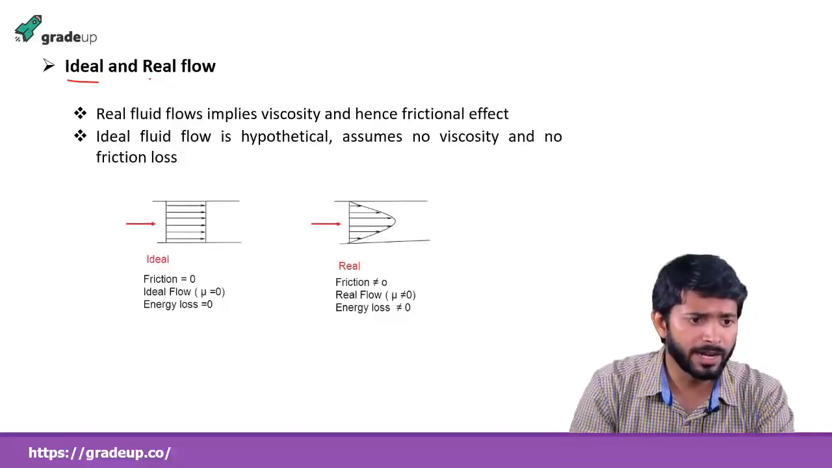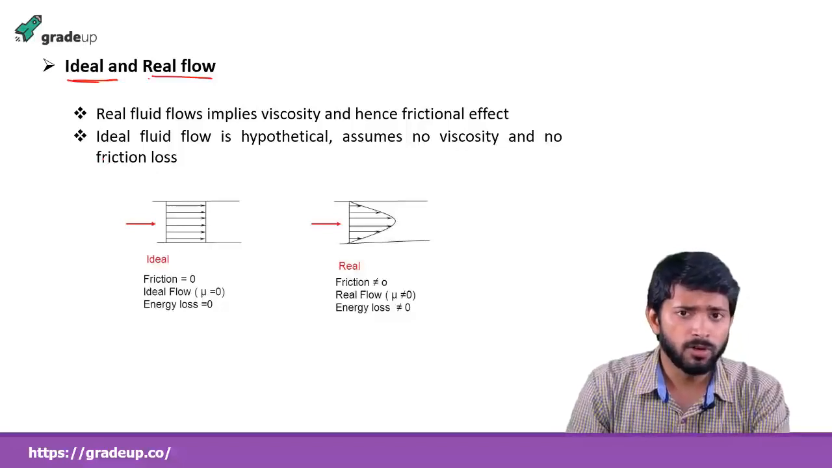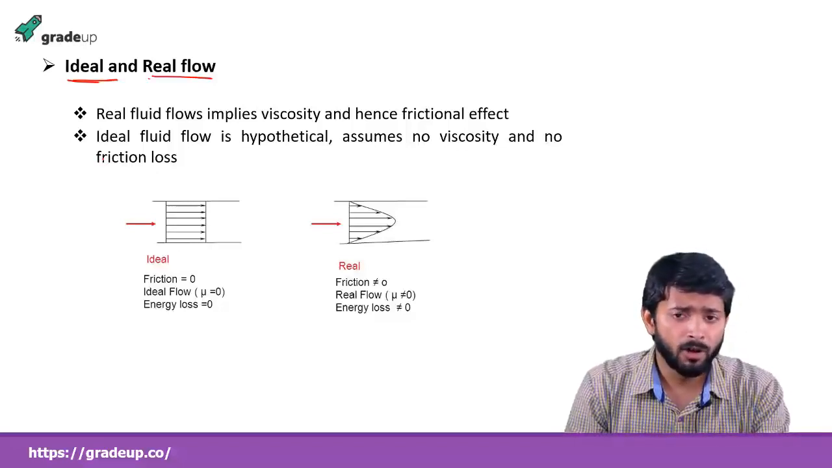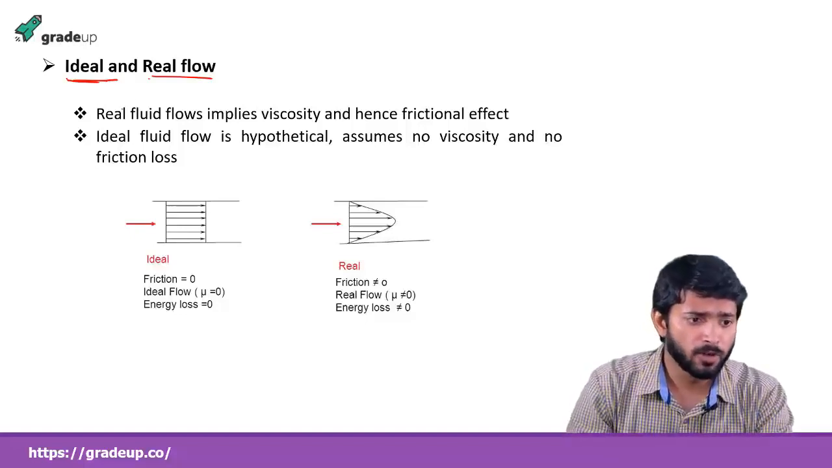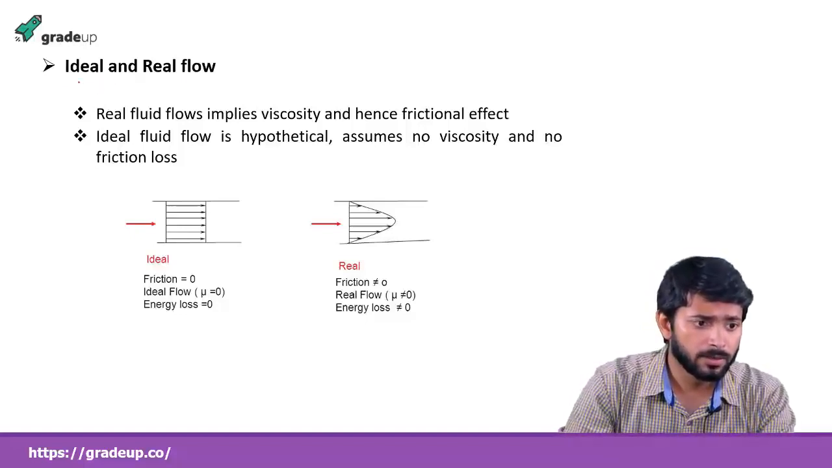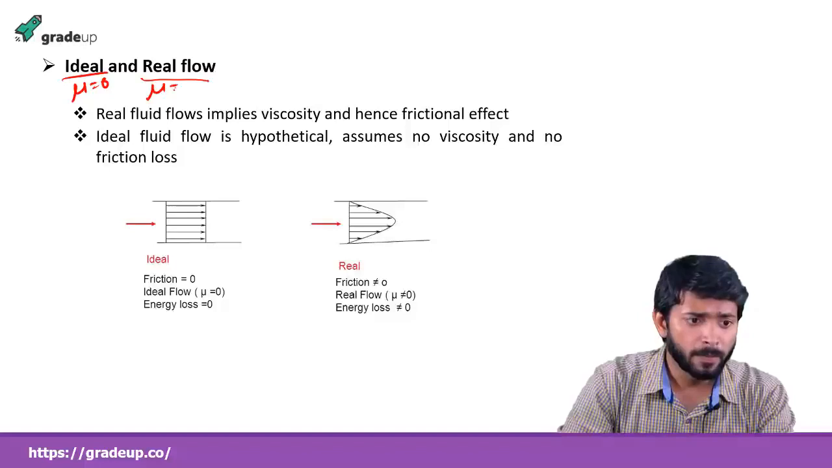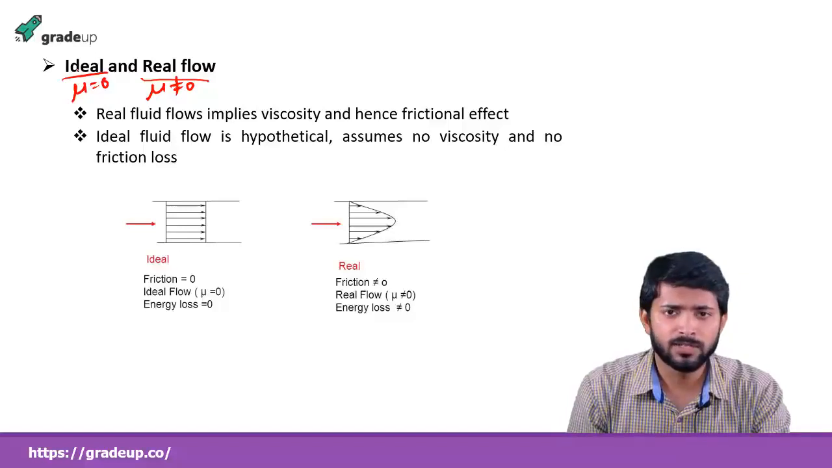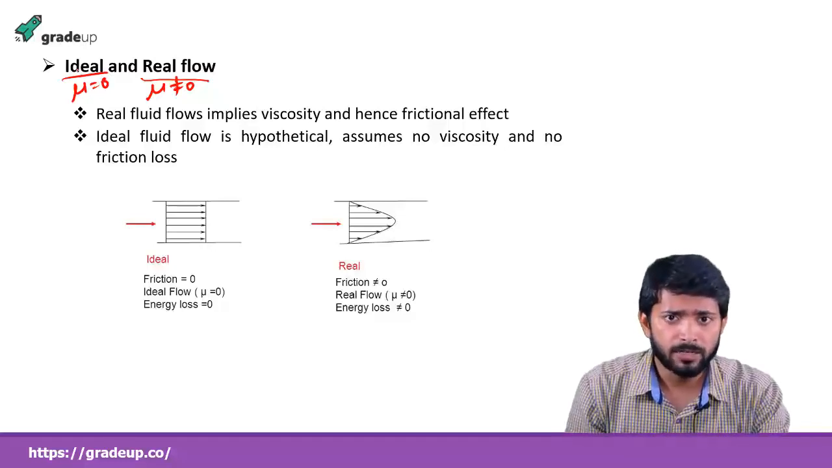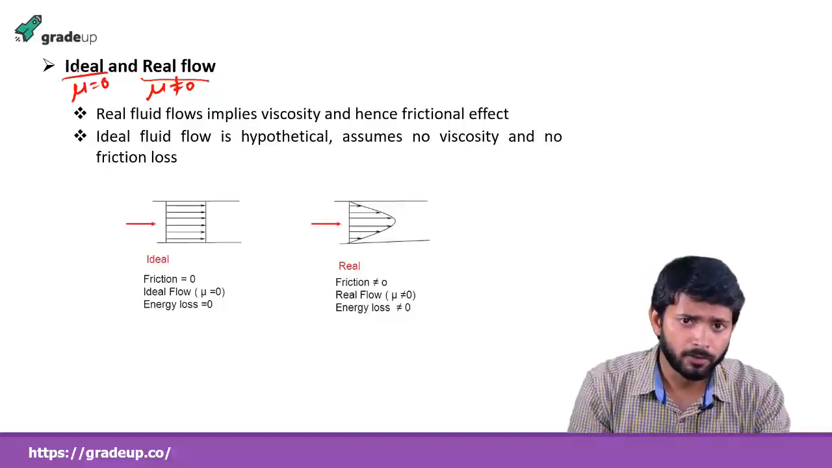So first of all, ideal and real flow. Everyone knows what an ideal fluid is; I have already told you in the previous videos. An ideal fluid is a fluid where the viscosity is absent, the viscosity is 0. And a real fluid has some viscosity. Ideal fluid is a hypothetical fluid. There is no fluid available which behaves as an ideal fluid, but for the convenience of study, we assume an ideal fluid.